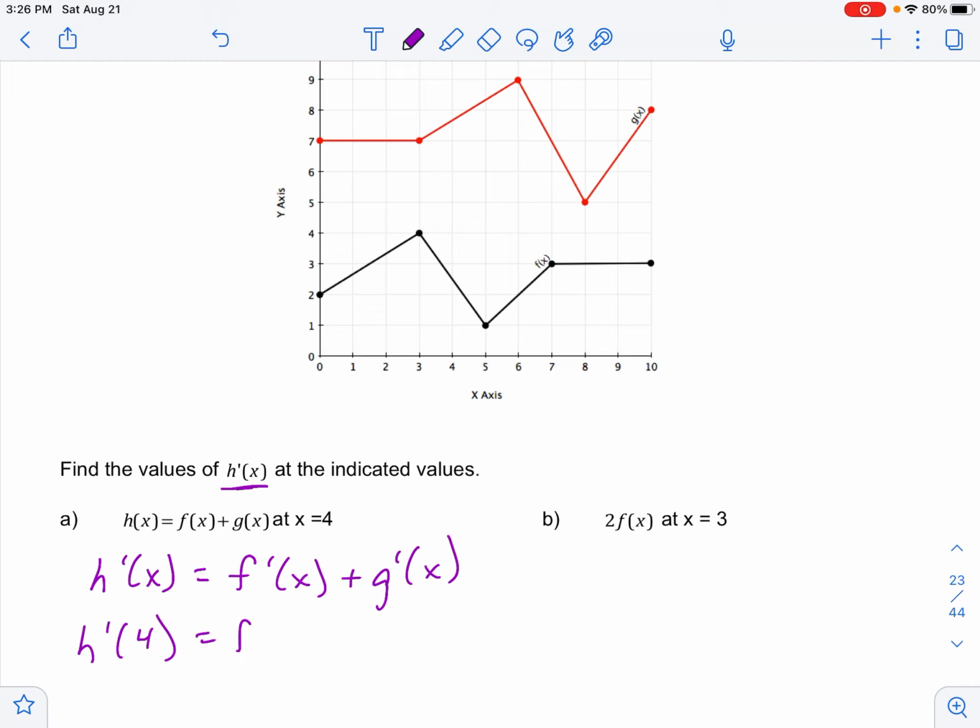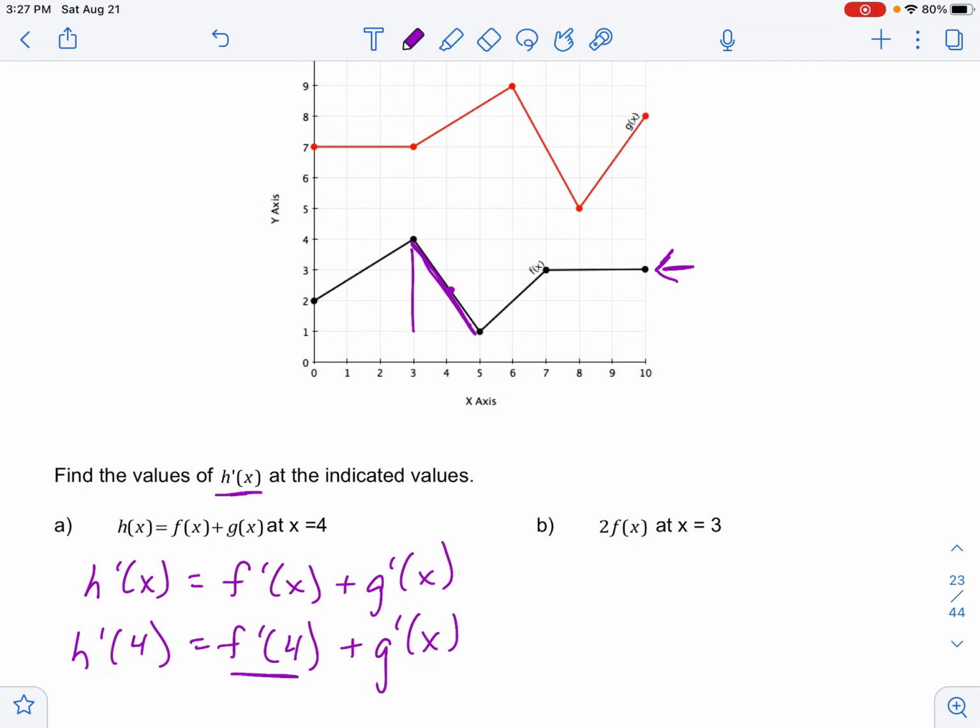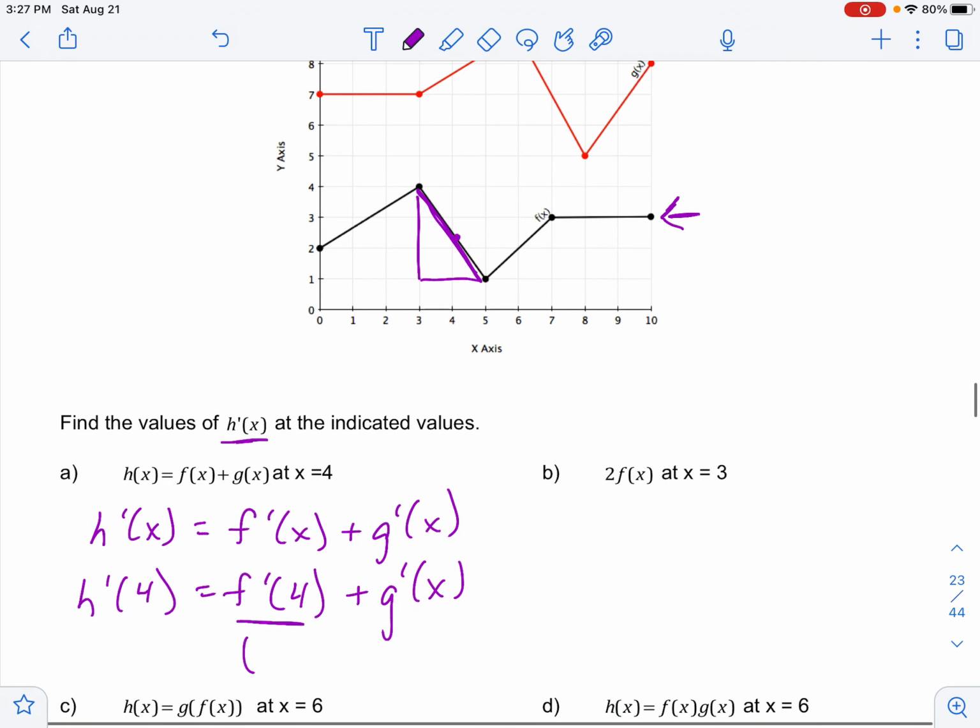And in this problem, I want to know what happens at 4. So let's go ahead and plug in the 4 for x. And we're going to find this information from the table. So I need f prime of 4. This black line here is the graph of f. At 4, we need to figure out the slope because that's what f prime is. It's the slope of the graph of f. So I can count down 3 to the right 2. So f prime of 4 is -3/2.